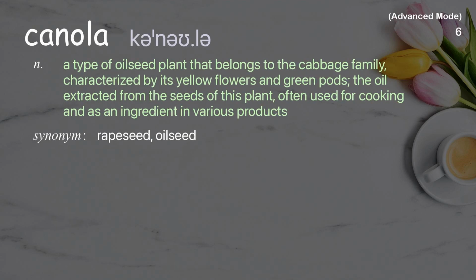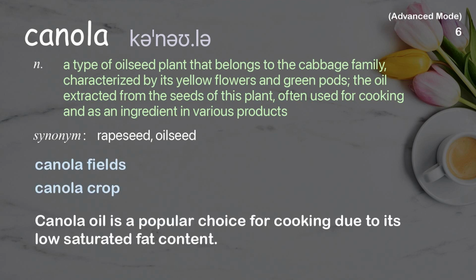Canola. A type of oilseed plant that belongs to the cabbage family, characterized by its yellow flowers and green pods. The oil extracted from the seeds of this plant, often used for cooking and as an ingredient in various products. Examples: Canola fields, canola crop. Canola oil is a popular choice for cooking due to its low saturated fat content.